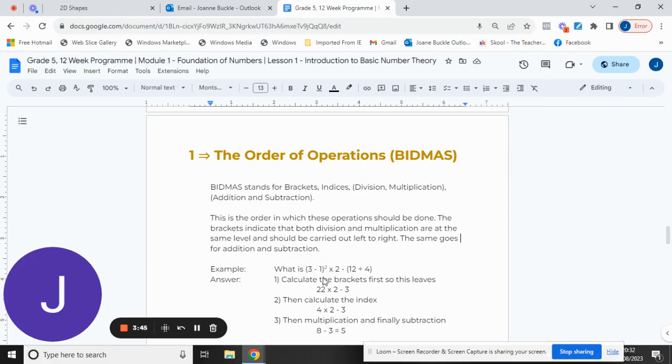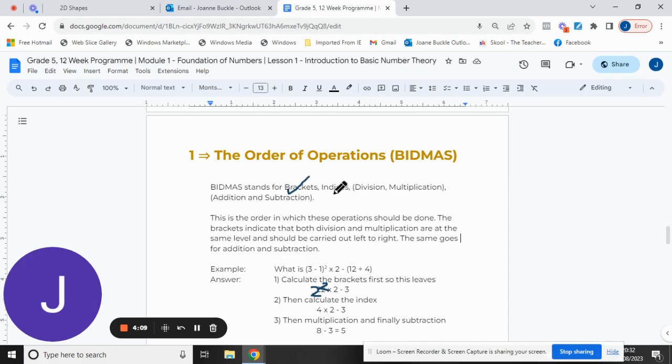That I'm going to edit to be a little 2 up there because there's been an error there. So we've got 2 squared multiplied by 2 subtract 3, because 12 divided by 4 is 3. So I've replaced the 3 subtract 1 with the 2 and the 12 divided by 4 with the 3. Right, so the brackets are done. So if I was doing this in a question, I would then tick off the brackets. I would then move on to the indices.